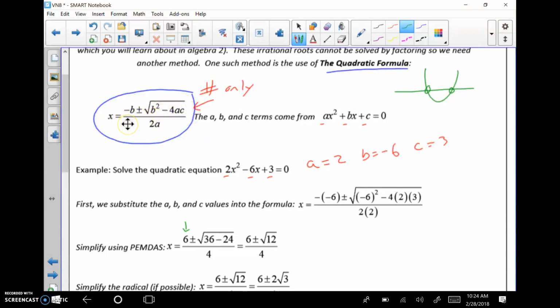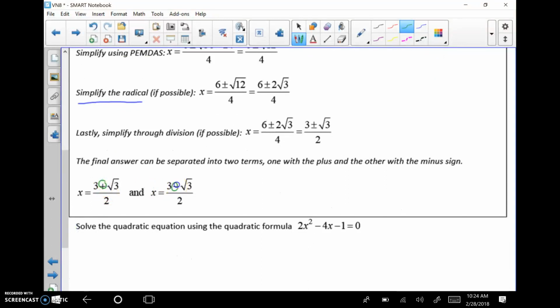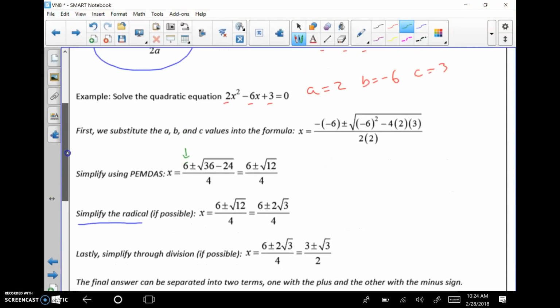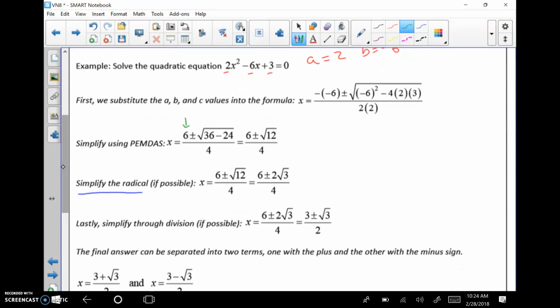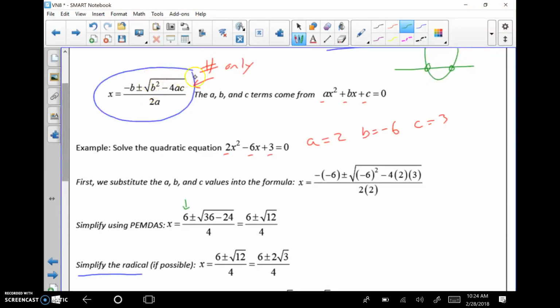And the way we do it is, in the end, we split it up into one with the plus and one with the minus. So we keep it plus or minus while we're working on it, but in the end, we can separate them to be 2 different roots. And so that's what's in front of a radical, a square root.